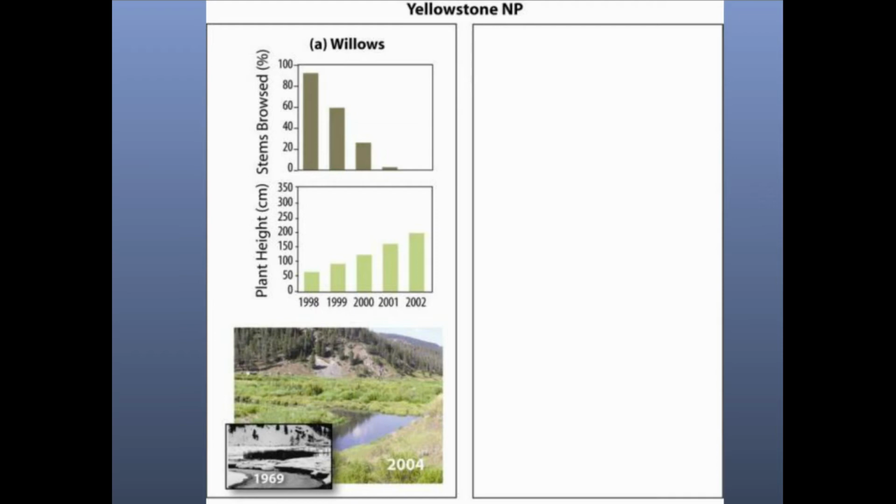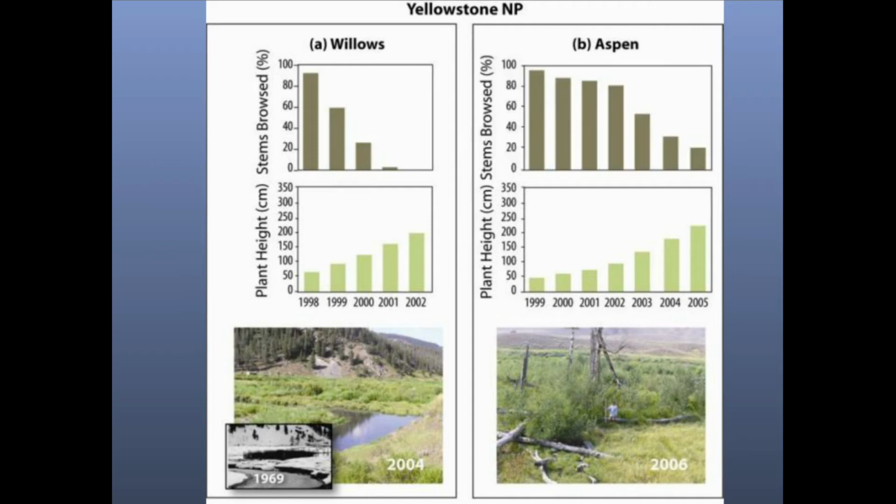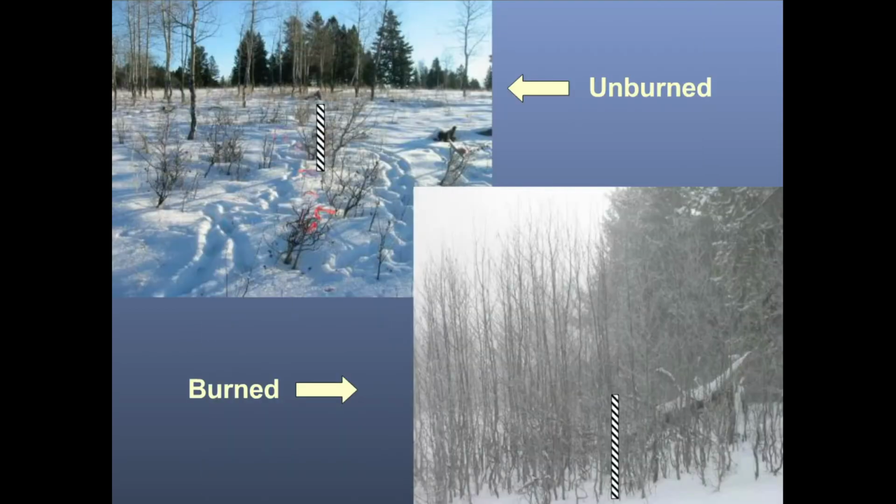And what we see is an inverse pattern between percentage of stem browse and plant height through time. So as plants, in this case willow, grew through time, we see a decrease in browsing. It's an inverse relationship. We can look at aspen recruitment that's now occurring in the park, and we see, again, as aspen have grown in height, we've seen a decrease in browsing pressure. So we're seeing the same sort of inverse relationship. We're not finding this relationship due to fire effects or necessarily climate, but we are seeing this correlative evidence due to browsing pressure.